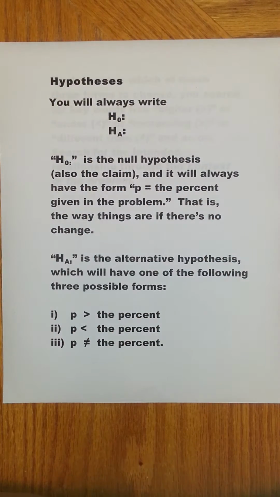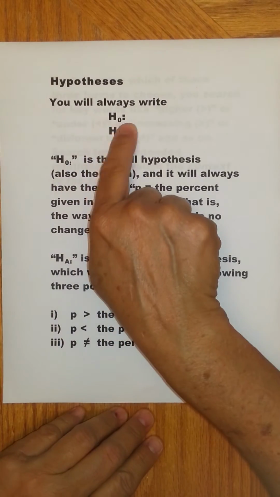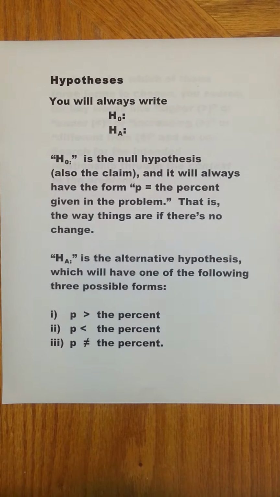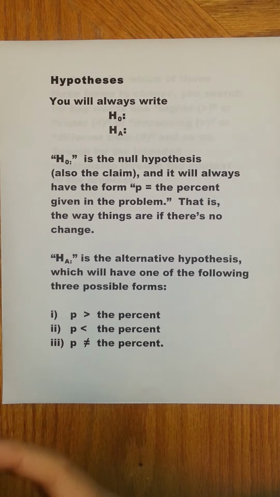Capital H with a little subscript O and a colon, capital H and a subscript A and a colon. Now the first statement here is called the null hypothesis. It's also referred to as the claim, and I sometimes refer to it as the model, because that statement is actually the center of your distribution of expected samples.